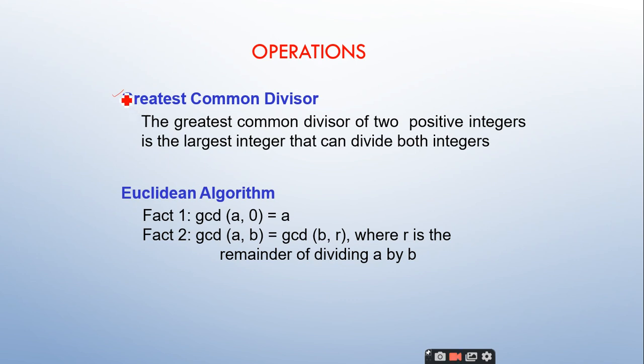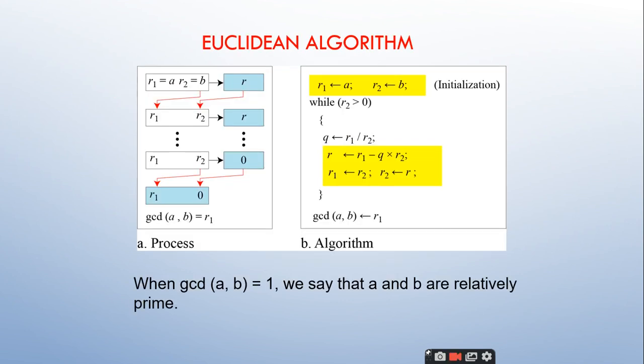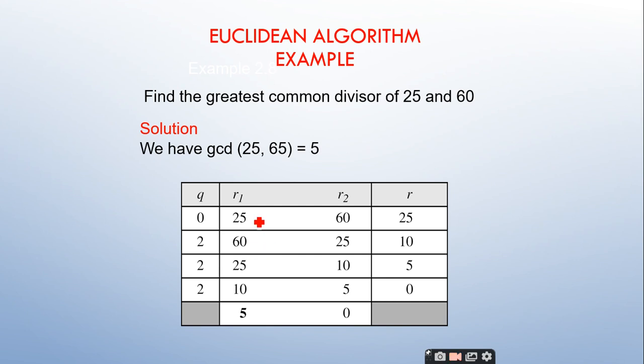After that we went through the greatest common divisor of two positive integers. It is the largest integer that can divide both those integers. We saw algorithms like the Euclidean algorithm and the extended Euclidean algorithm, which are used to find the greatest common divisor. The Euclidean algorithm finds the GCD of two positive integers, and we saw it in table form as well. If we want to find the GCD of 25 and 65, we take 25 and 65 like this, and we shift R2 to R1 and the remainder to R2, following a method. We have seen some examples on this Euclidean algorithm also.